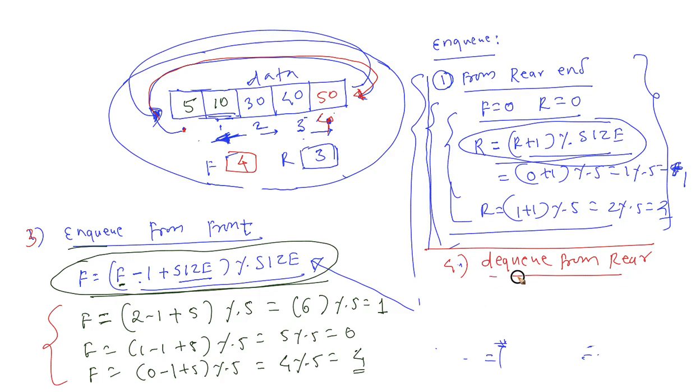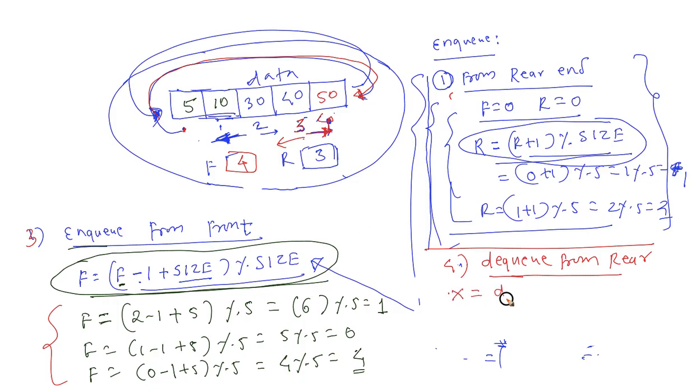And now we are dequeuing from the rear, right? So now rear is 3. In case of addition by using rear, or enqueue from rear, your rear was incremented in this fashion. In case of deletion by using rear, our rear will get decremented, right? So for deletion, I'll take a number from the R location.